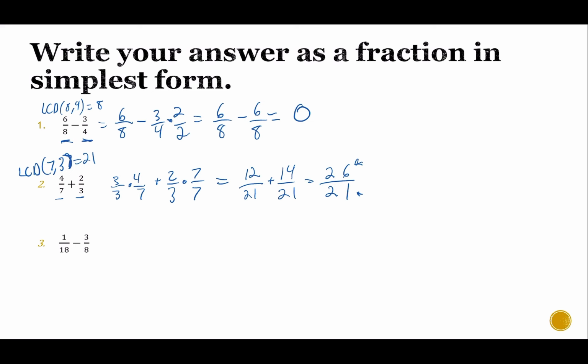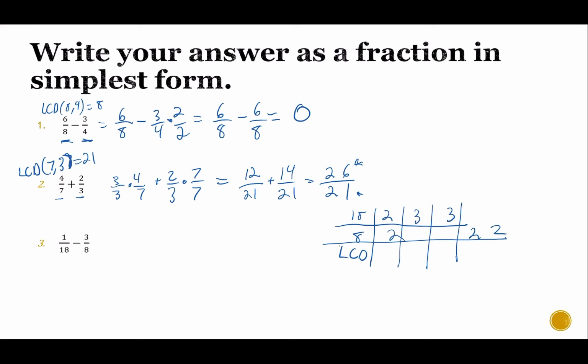Next, I need to find the LCD of 18 and 8, so I am going to break out my table method because these numbers are a little bit bigger. 18 is 2 times 3 times 3, 8 is 2 times 2 times 2, so I have 2 times 3 times 3 times 2 times 2. Oh gosh, that's 18 times 4, 72 is my LCD. So I have to rewrite this.